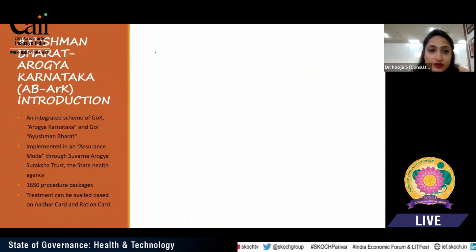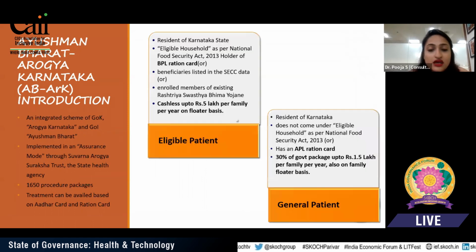So what the Ayushman Bharat Arogya Karnataka scheme is: the state of Karnataka aims to have universal health coverage. Based on that, we had a scheme known as Arogya Karnataka, which would provide a 2 lakh floater per family per annum. Later the Government of India also started a similar program known as Ayushman Bharat, which had greater coverage with over rupees 5 lakh per family per year. Both these schemes were integrated together and are now known as the Ayushman Bharat Arogya Karnataka scheme.